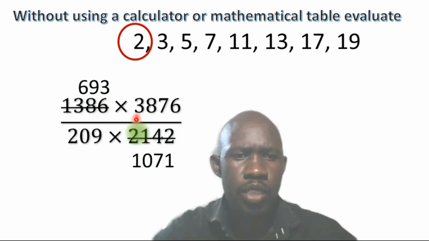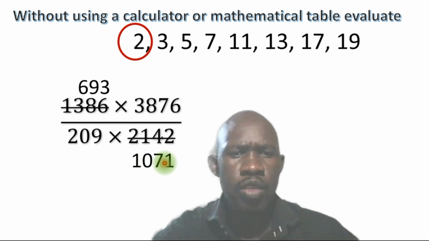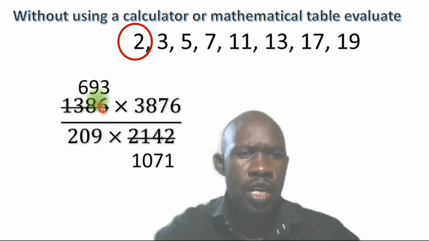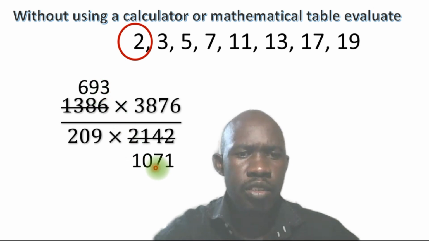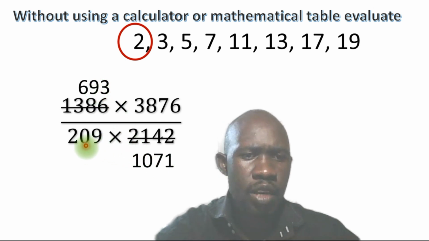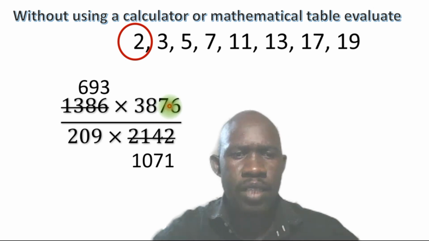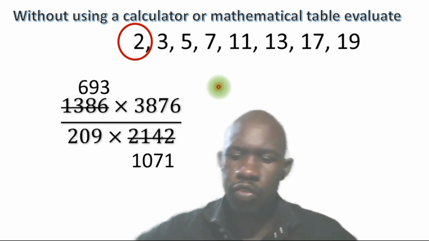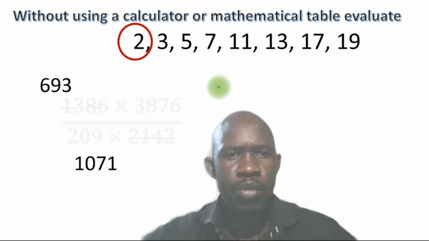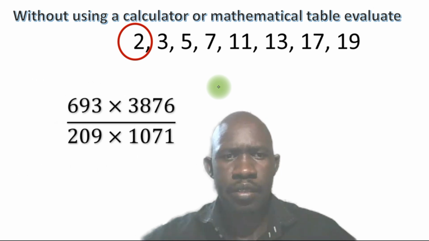2142, we divide by 2, we get 1071. Now, still we ask ourselves, are they divisible by 2? No. This is an odd number. This is also an odd number. This is an odd number. The other one is an even number. So we move to the next prime factor, which is 3.